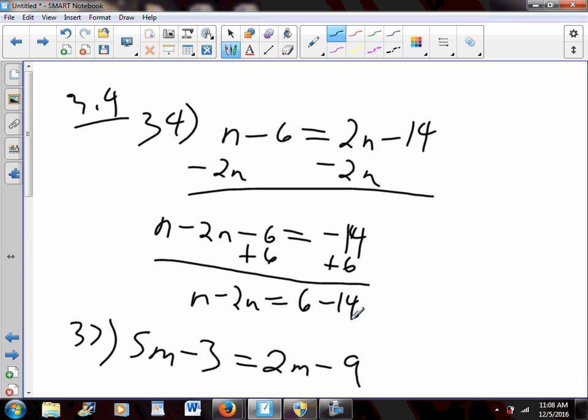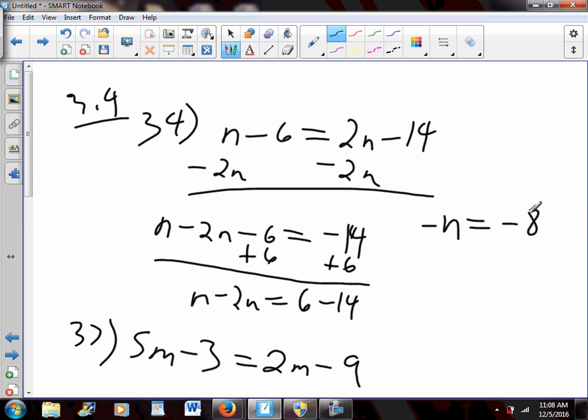That's not going to be 3. A negative n. 1n minus 2n is a negative 1n. So I'm going to write that up here. Negative n. What's 6 minus 14? You should get a negative 8.